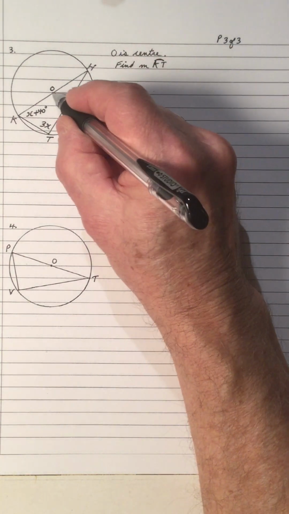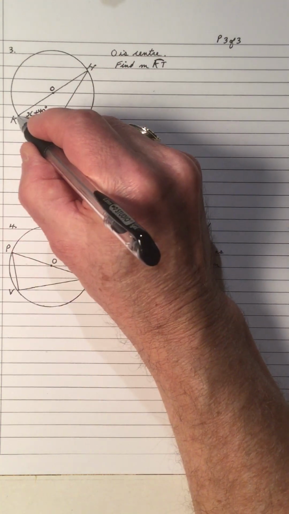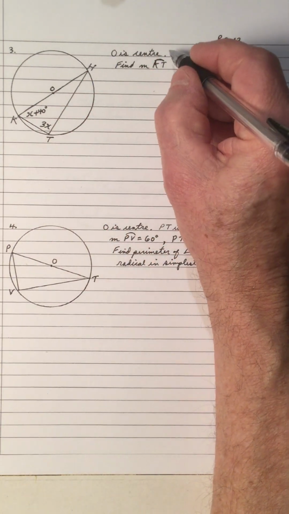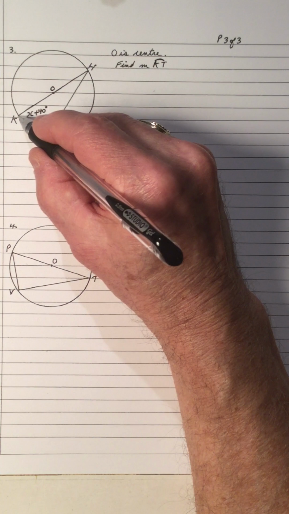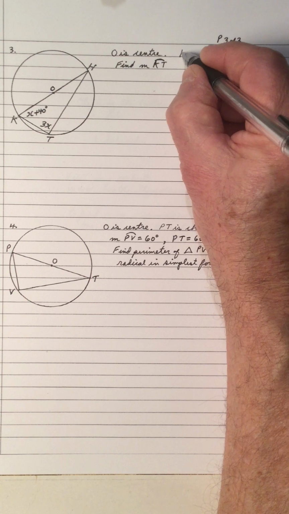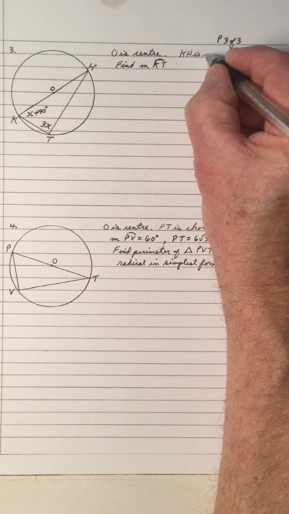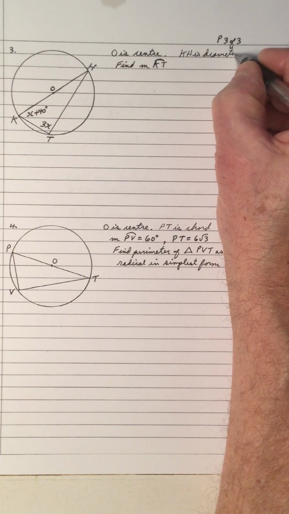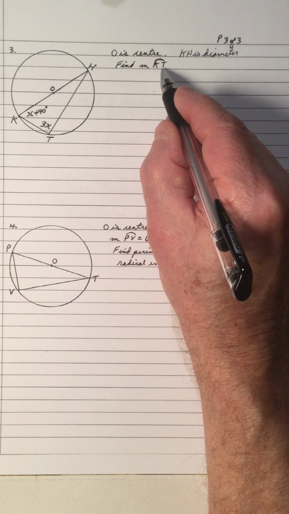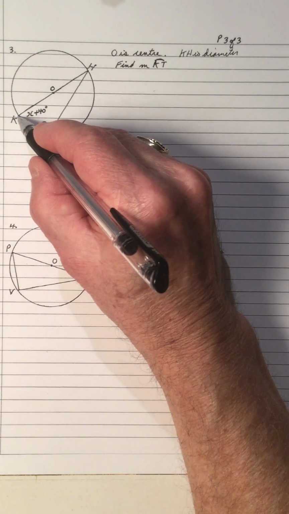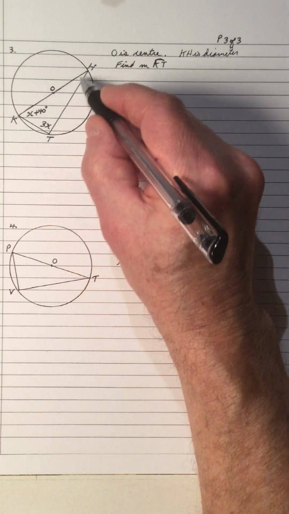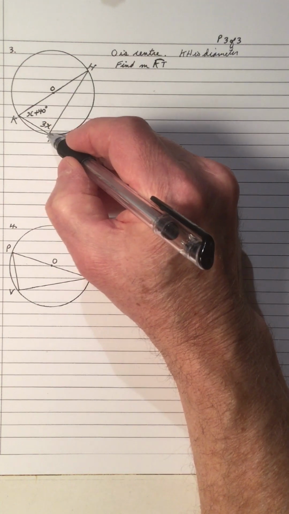O is the center of this circle, and that means it's understood this is going to be a diameter. It didn't say that. So if O is the center of the circle, we're assuming that this is a straight line here and it's not curved. So that means that KH is a diameter in order for this to work. We've got to find the measure of the arc KT. If this is a diameter and this is an inscribed angle, the angle KTH is inscribed because it has two chords with a common vertex.